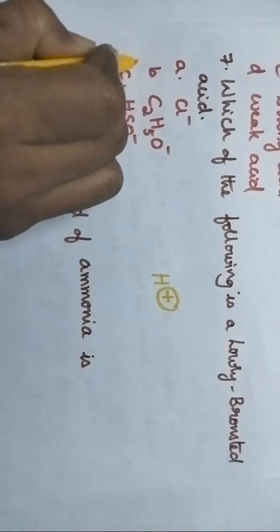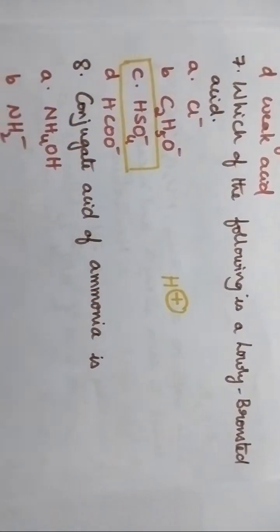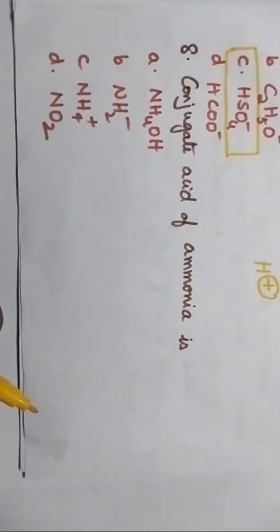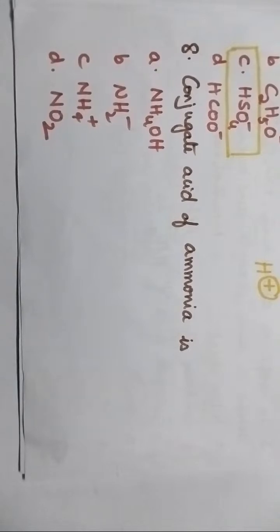Option C, HSO4 minus is the right answer. Let us move on to the eighth question. The conjugate acid of ammonia is... Suhani, very good. Now you try to answer the eighth question, that is, the conjugate acid of ammonia.